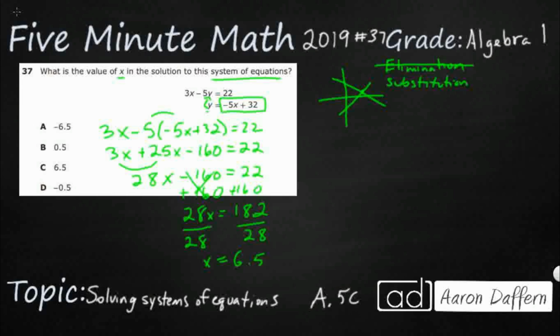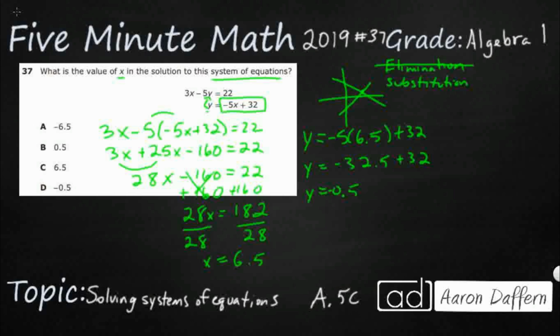Now, how do we know that's the correct answer? Well, let's plug it in to, let's say, this first one. Y equals negative 5 times 6.5 plus 32. Let's see if we get the same y value for both. That's going to be kind of our double check here. So let's see. Y equals 6.5 times negative 5 is going to be negative 32.5. That's interesting. Plus 32. It's going to get me a negative 0.5, which is another answer, right? That's D, but we're not looking for that.